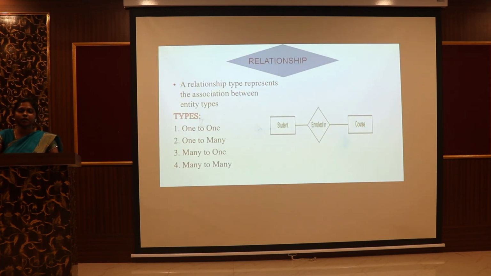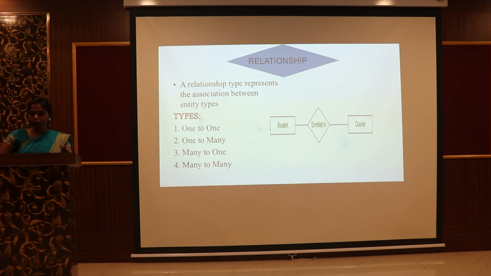Yes. The third component is relationship. What is a relationship? It's an association between entity types. We have an entity, and how it's related to another entity, we need to denote that, right? We need to mention it in some shape, that is a diamond shape. So a relationship is the association between the entity types, and it's denoted in a diamond shape. There are four types of relationship: one to one, one to many, many to one, and many to many.